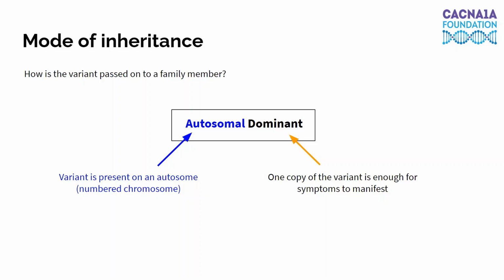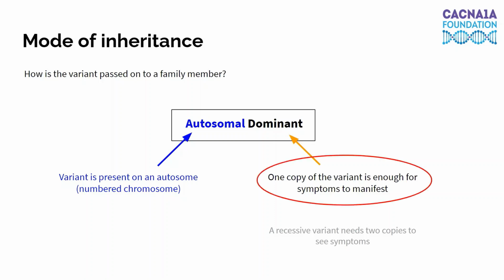Remember, we have two copies of each chromosome. So if only one of them has a copy of the variant, you can still see those symptoms. You might have heard of recessive variants or recessive mutations, and that's when you need two copies of the variant to see any sort of symptoms. But most of the CACNA1A variants that have been reported show a dominant pattern of inheritance.